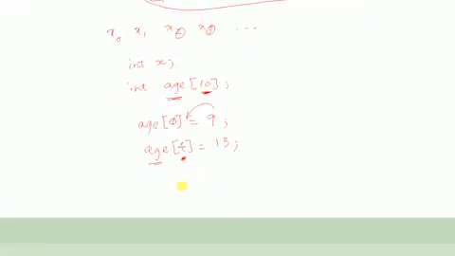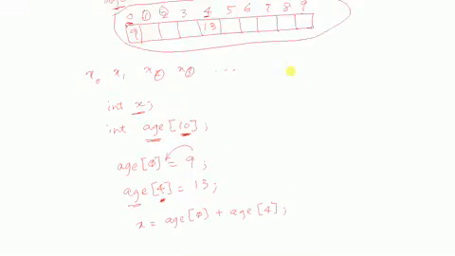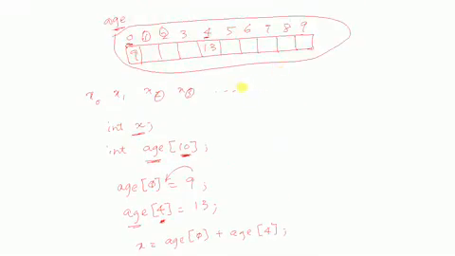If you want to add these two ages and store it in the variable x, you can do that. x is equal to age of 0 plus age of 4. Very simple. So this was the basic concept behind arrays. In the next tutorial, which will be the continuation of this tutorial, we are going to use it in programs and see how it helps us write different programs.